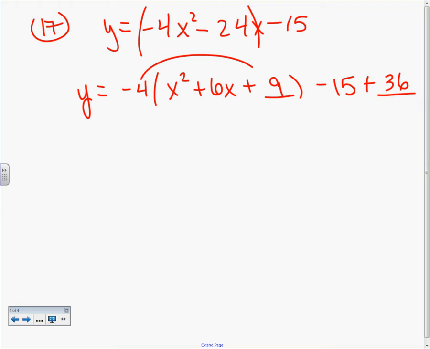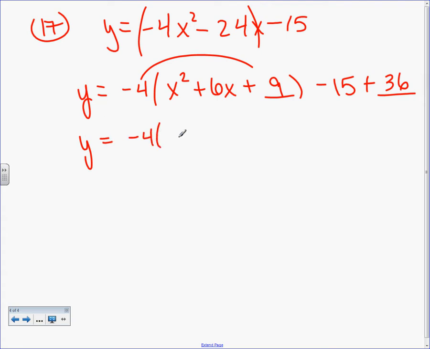Do you understand what I'm saying? Those have to balance each other out. So if you put negative 36 into the problem, you have to add 36 to make it back to what it was before we messed with it. Is that okay? Okay. So now we factor.